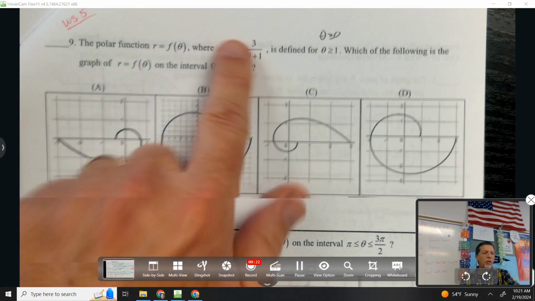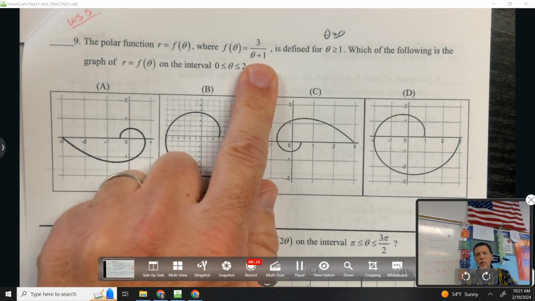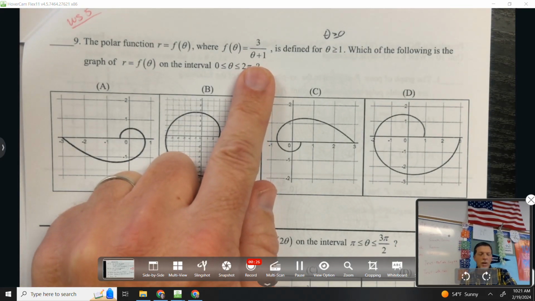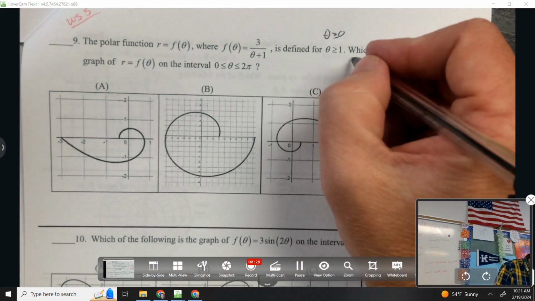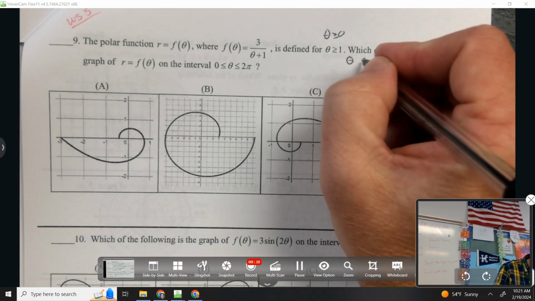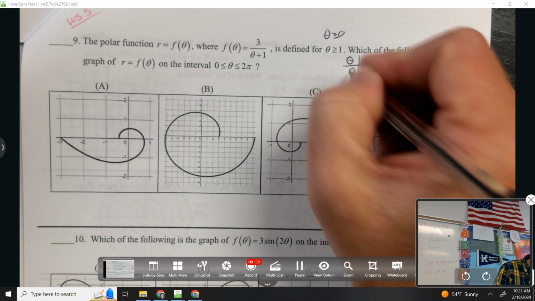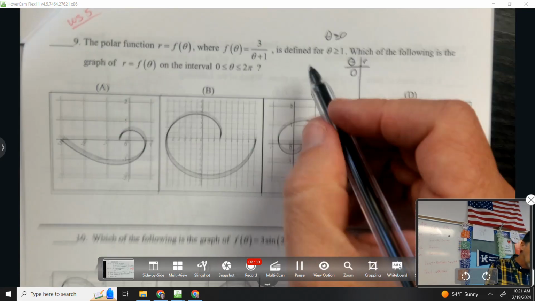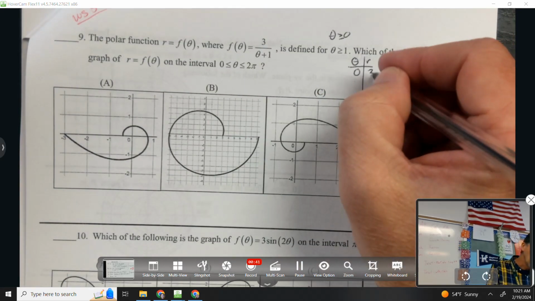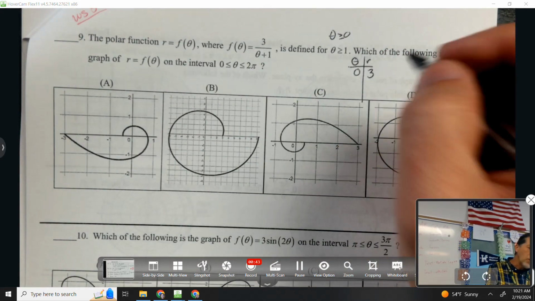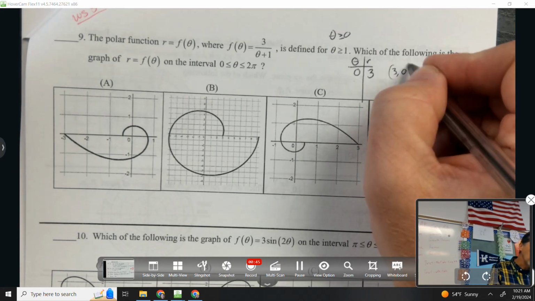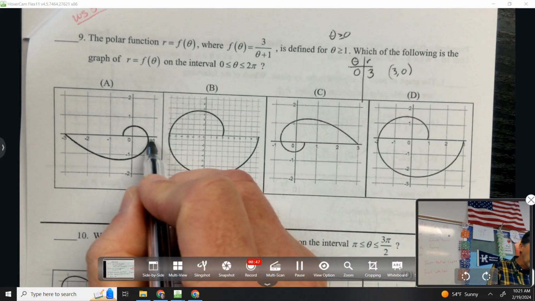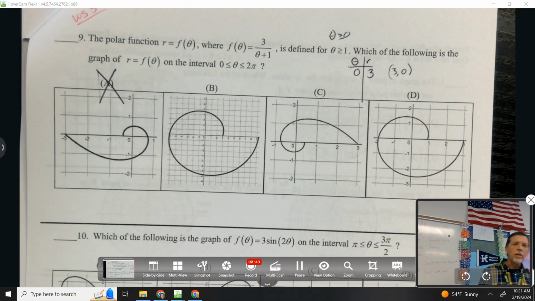Now, I have no idea what that looks like. That's not one of our parent functions. So I think my best bet is to just plot some points and see who matches up. So let's start with 0, and we'll just start seeing which one matches. So 3 over 1 is 3. So that means I need a point at 3, 0, where I rotate 0 and go out 3. So graph A is out.